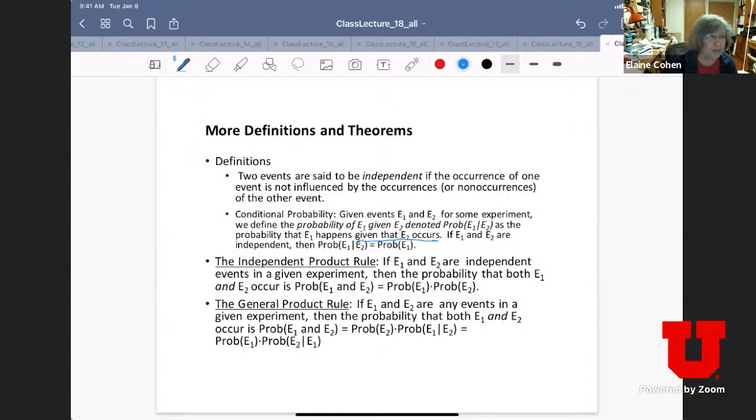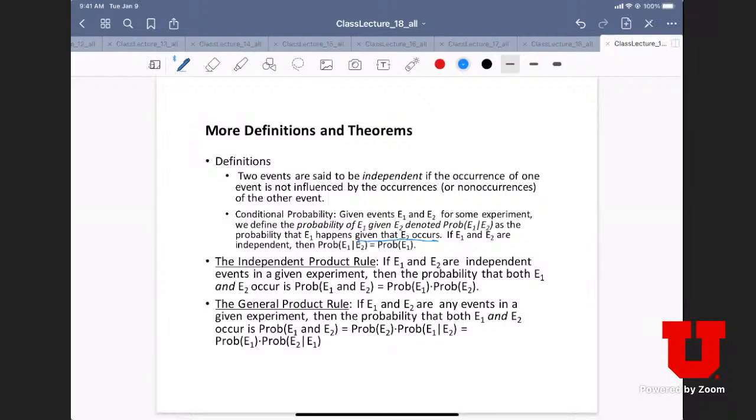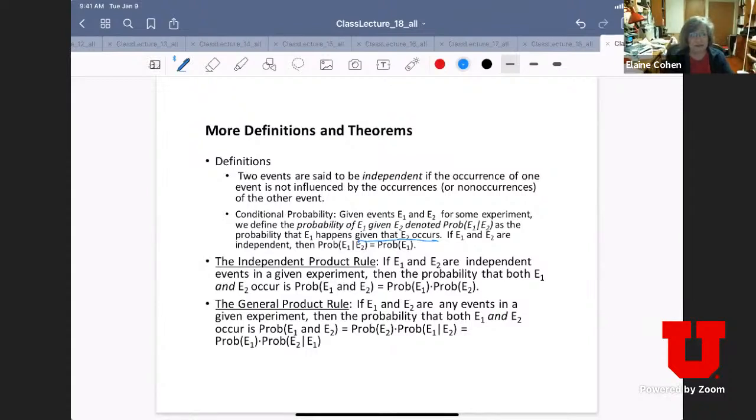Yes, when it says the general product rule, does that mean the dependent product rule where there's 2 dependent things? Well, it turns out that the general product rule works whether they're independent or dependent. What's that?